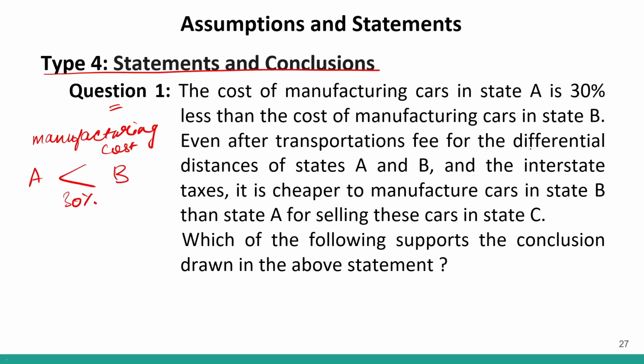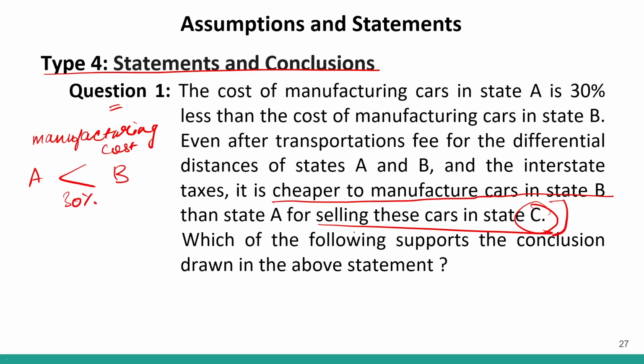Even after transportation fee for the differential distance of state A and B and the interstate taxes, it is cheaper to manufacture cars in state B than in state A for selling these cars in state C. So if you have to sell these cars in state C, even after this difference, it is cheaper to manufacture them in state B. Even if the manufacturing cost is more in state B by 30%, still it is cheaper for us to manufacture cars in B if we want to sell them in state C.